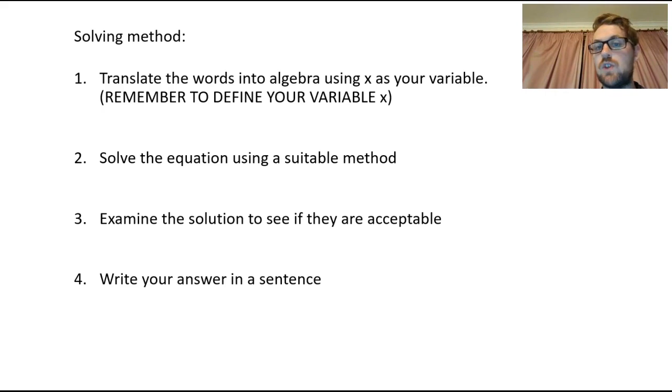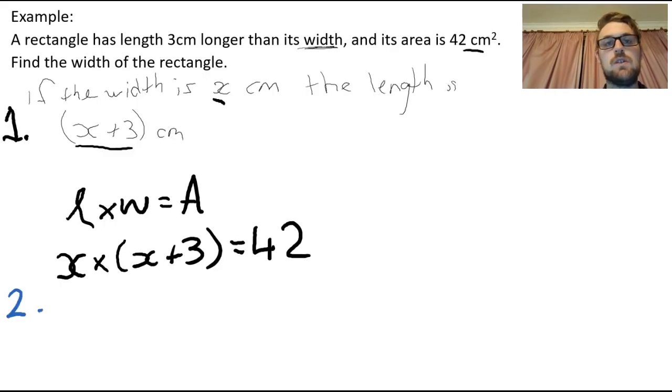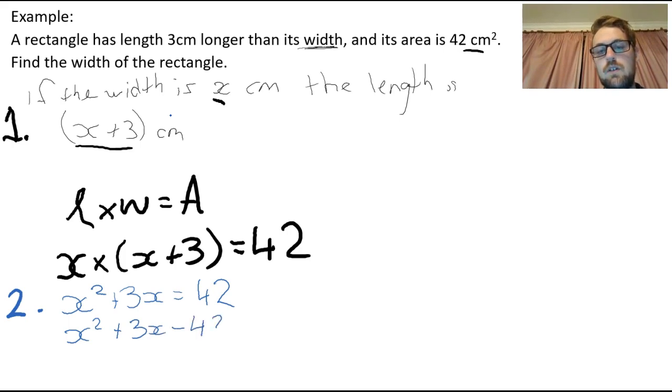Step number 2 is for us to solve the equation using a suitable method. So what I want to do is expand these brackets. I have x times x plus 3. First I times the first part: x times x is x squared, plus x times 3 is 3x, and that equals 42. So I've just expanded that. Now what we've been practicing is getting all of these things on the same side and letting them equal 0. To do that, I have to minus 42 off both sides. x squared plus 3x minus 42 equals, and if I minus 42 off this side, I'm left with 0. Now I've got a quadratic equal to 0 that I can solve.